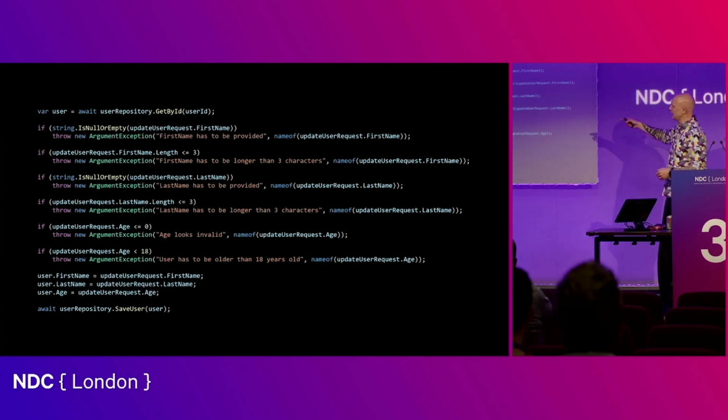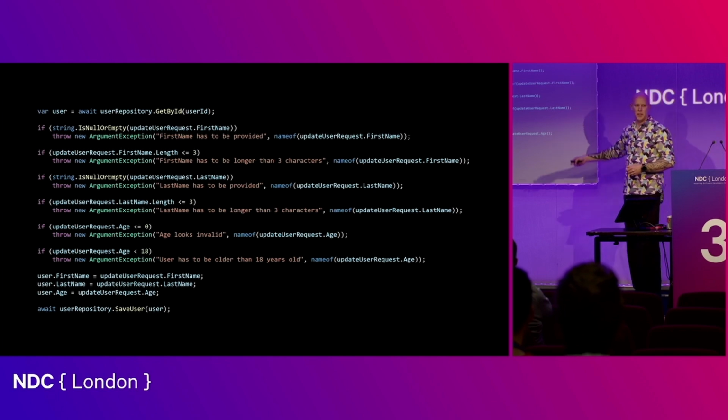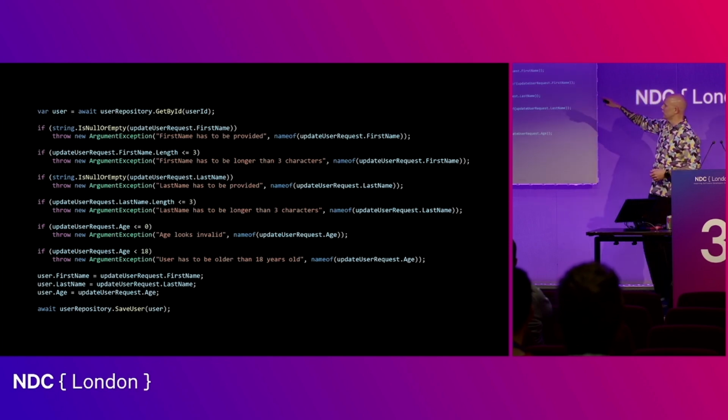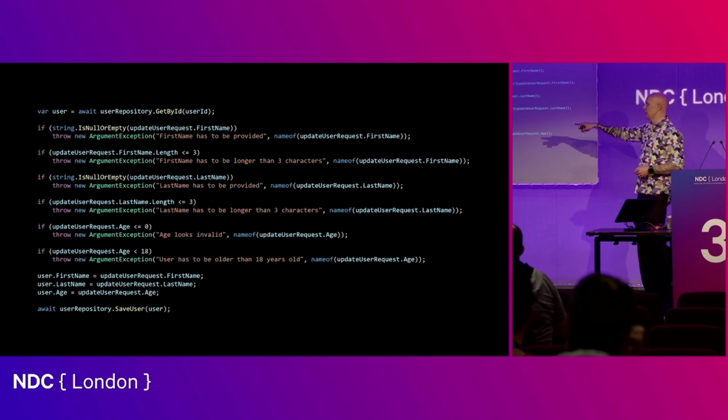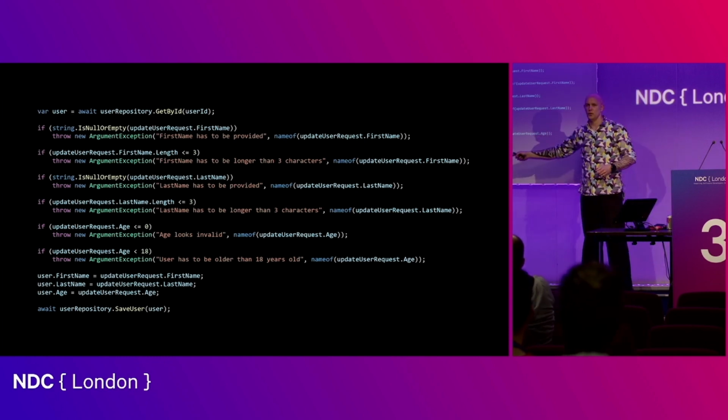How many of you have seen code that looks something like this? You go in and you get the user from a repo, you check the inputs, you check the first name input, the last name input, you check the age, and then finally at the end you set the first name, last name, and the age, and then you save the user using the repo.